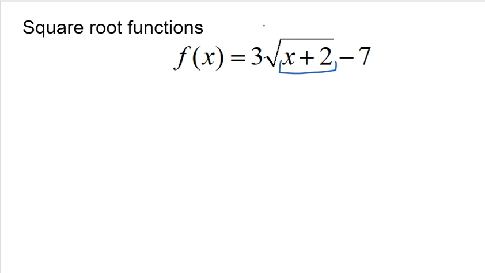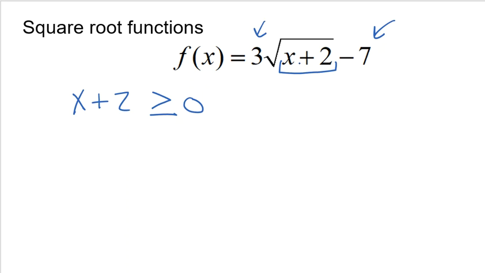Now, notice the 3 on the outside has nothing to do with domain because it's not inside the square root. The negative 7 on the outside, again, is not in the square root, so it's nothing to do with domain. Here's what I know. The number inside the square root, x plus 2, has to be, again, I'm thinking positive, right? What is it allowed to be? It's allowed to be anything greater than or equal to 0. As long as this number in here is greater than or equal to 0, you are in the domain.